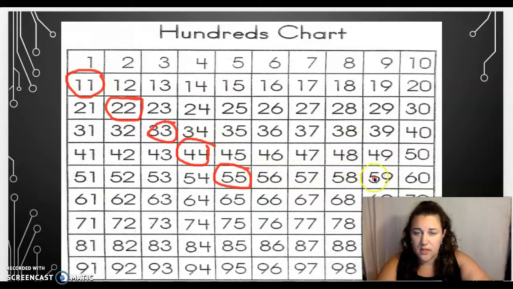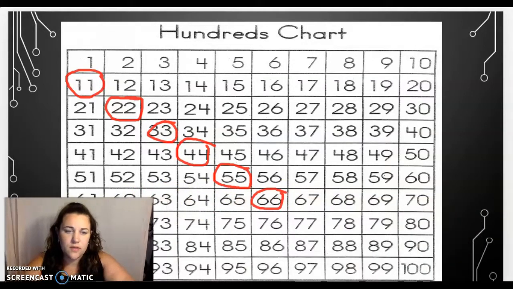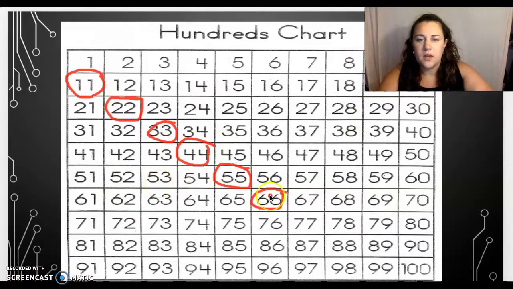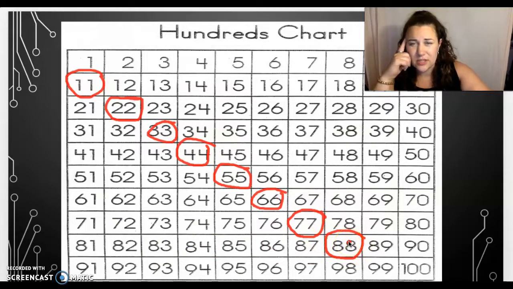1, 2, 3, 4, 5, 6, 7, 8, 9, 10, 11. Let's go up in the corner where we're not bothered. There we go. 1, 2, 3, 4, 5, 6, 7, 8, 9, 10, 11. What number is this? 77. Great job. 1, 2, 3, 4, 5, 6, 7, 8, 9, 10, 11. And what number is that? 88.